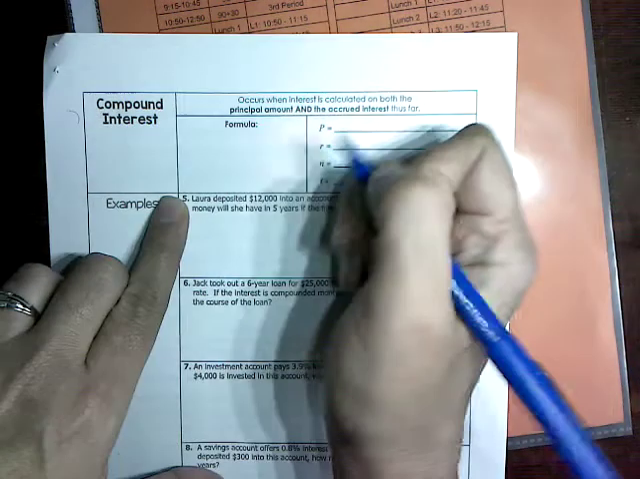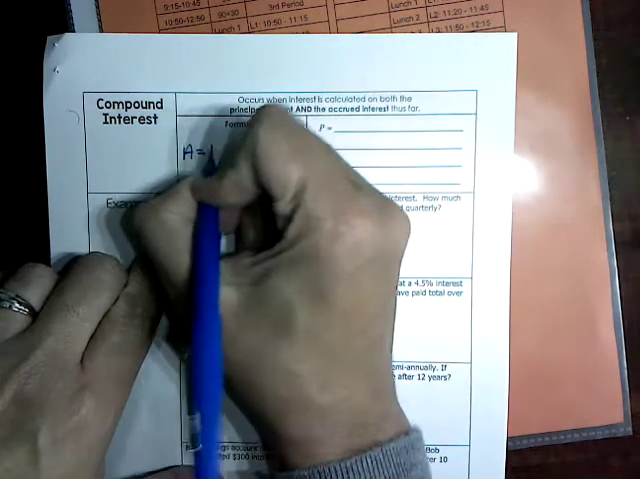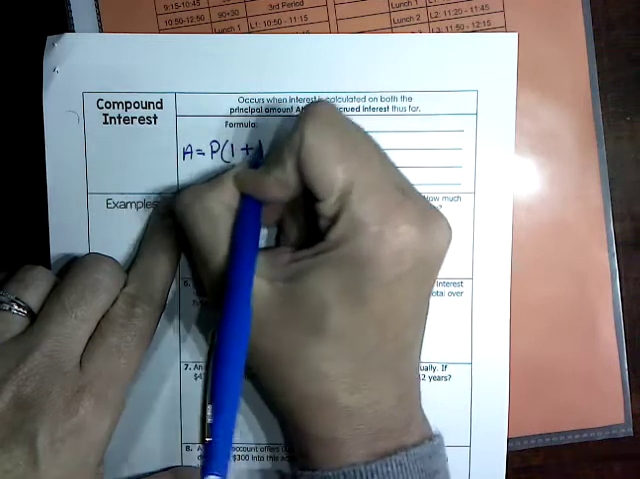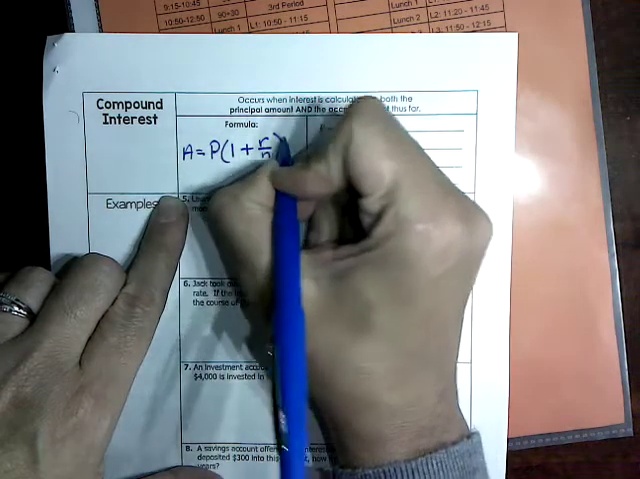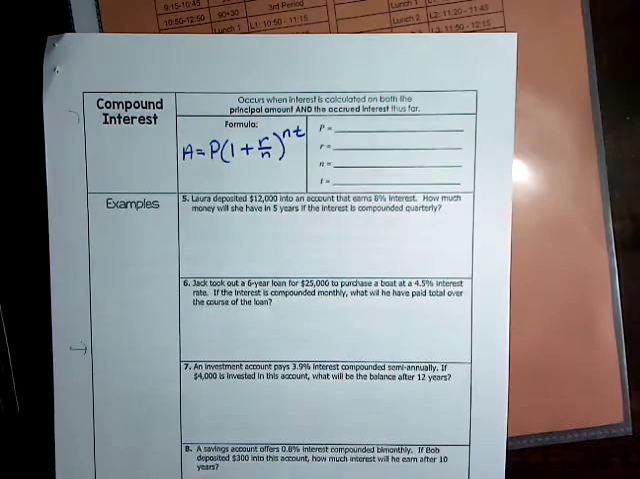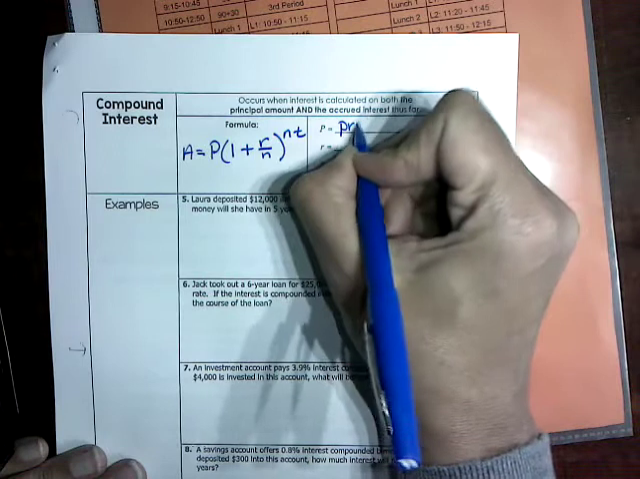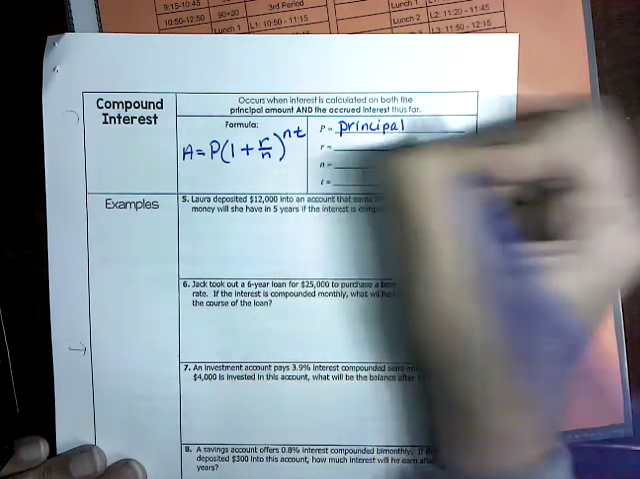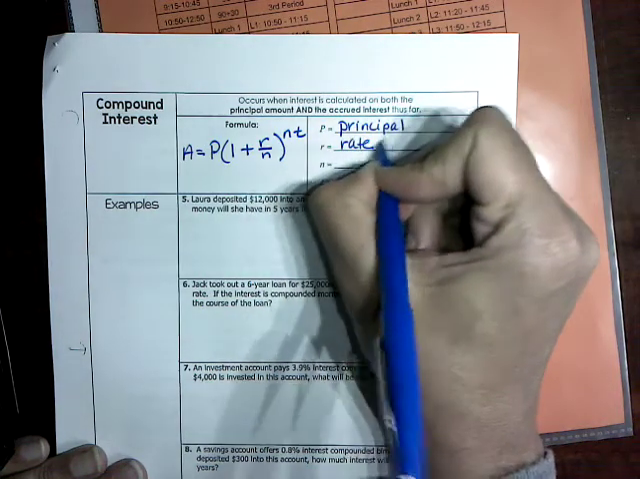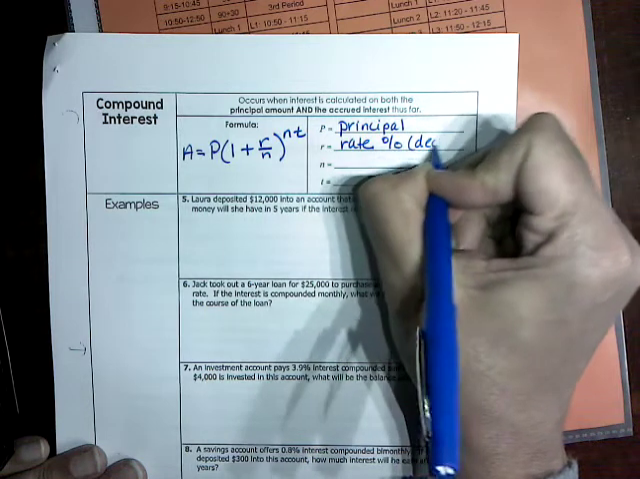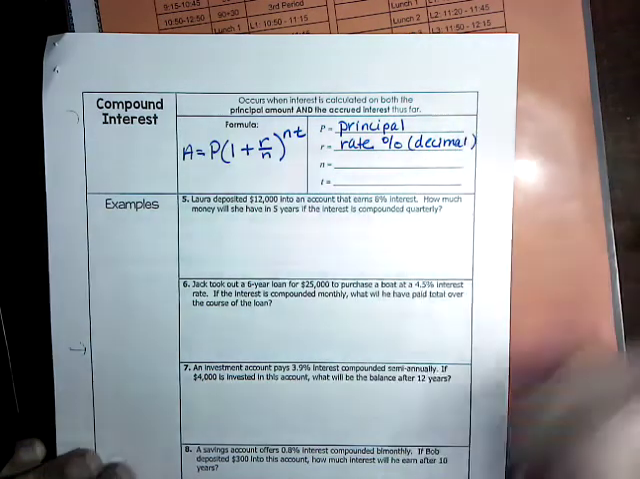So the formula for compound interest is A equals the principal, 1 plus R over N, raised to the N times T. P stands for the principal, that's your beginning amount. R is your rate, that's your percent. Remember, we always write percent as a decimal.